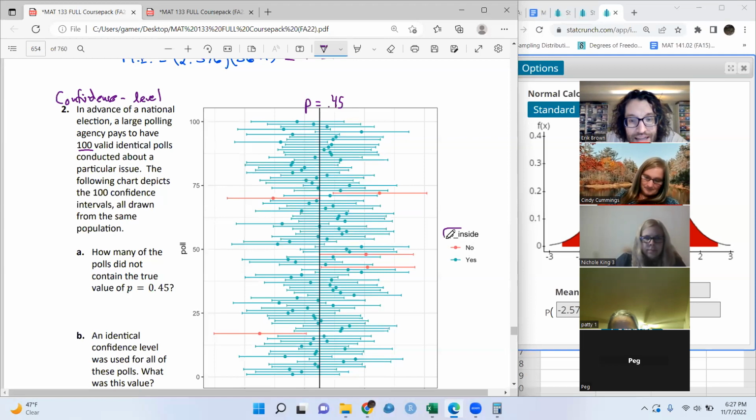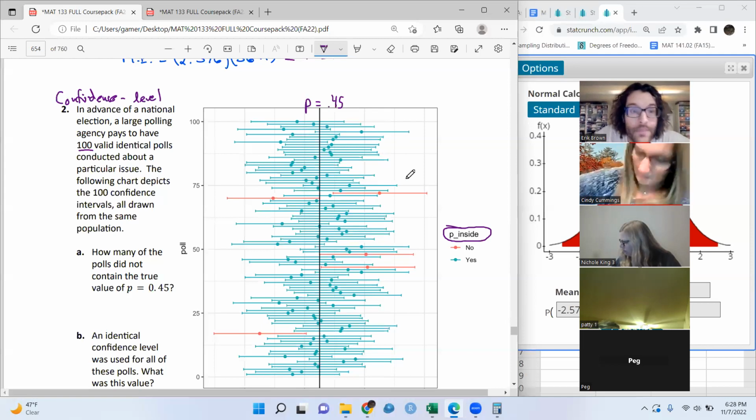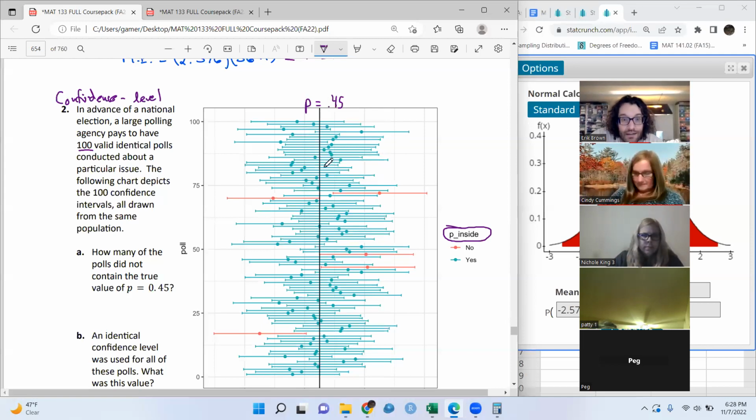What this is saying is, the P is the population percent, the true value of what everyone thinks, or what percent of all people think this particular way. Is it within the confidence interval? The red ones are no, and the aqua ones are yes.